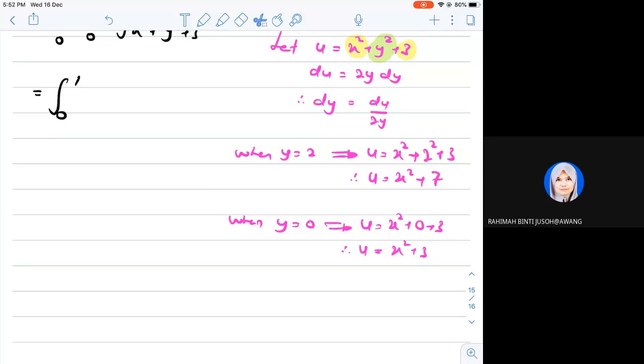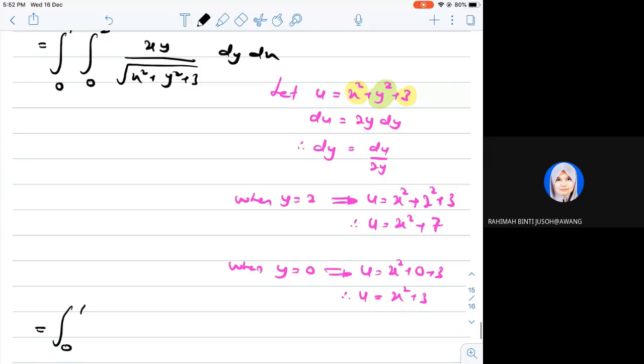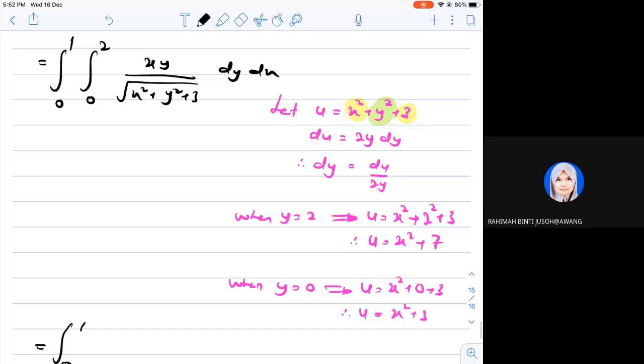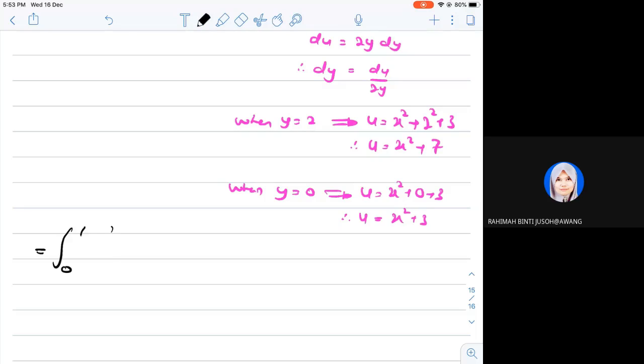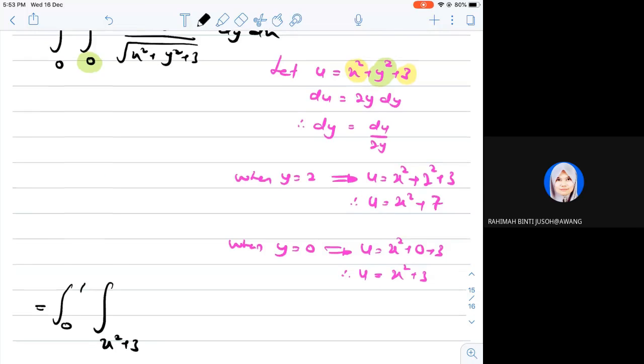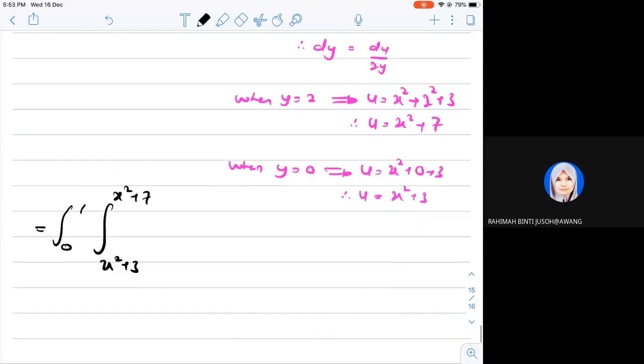Okay, so this one I erase first. New range, yes, correct, because I want to do the substitution directly. So right now, guys, we have to change this and this. So 0 becomes x squared plus 3, and the upper limit, 2, becomes x squared plus 7. And then x stays. xy stays over square root u.